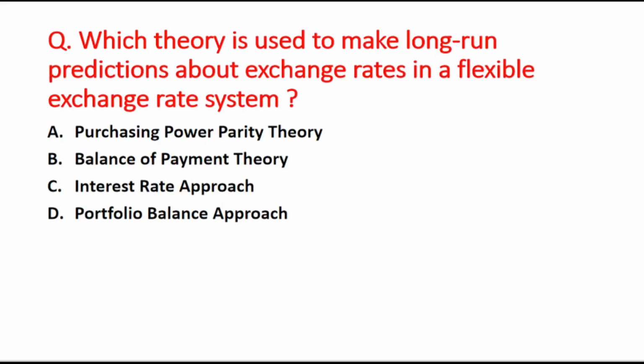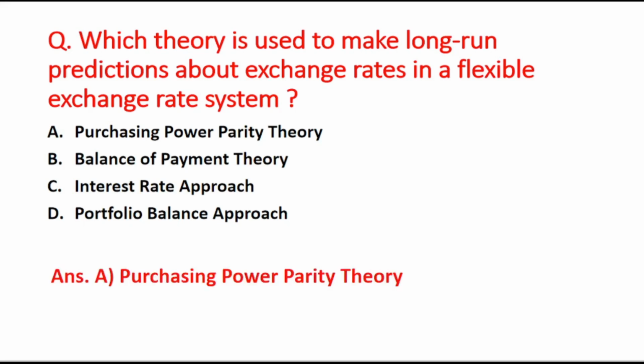Next question is, which theory is used to make long-run predictions about exchange rates in a flexible exchange rate system? A option is purchasing power parity theory, B option is balance of payment theory, C option is interest rate approach, and D option is portfolio balance approach. So the right answer is option A, that is purchasing power parity theory.